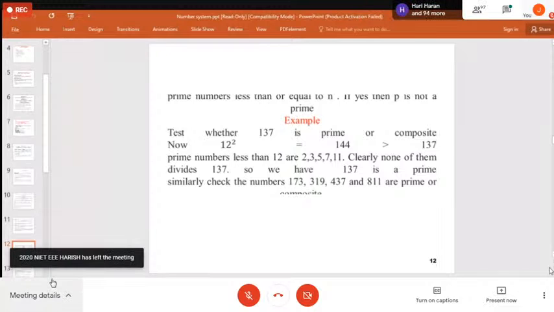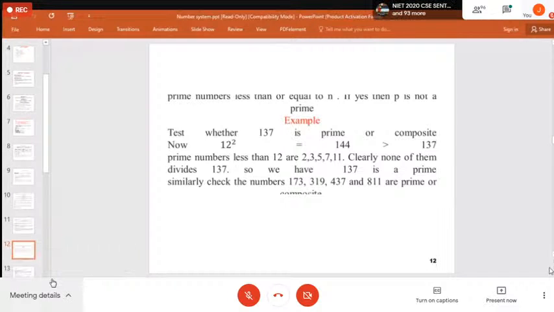2 does not divide 811. Does 3 divide 811? No, sir. 4, 5 do not divide. Does 7 divide 811? No. Does 11 divide 811? No, sir. Just calculate and tell me. Students are requested to attend with paper and pen, do the calculation, and tell me whether it is exactly divisible or not. So 11 is not possible.